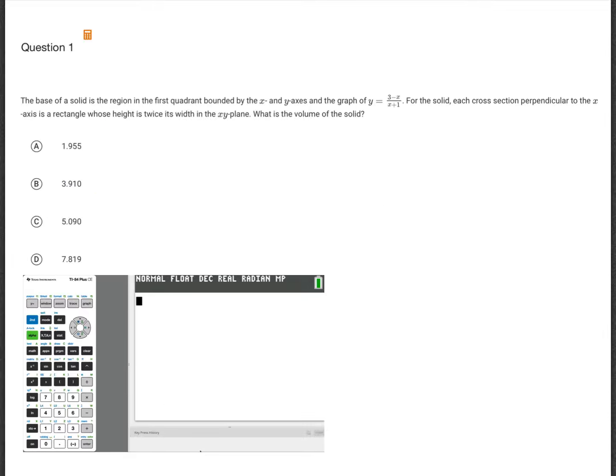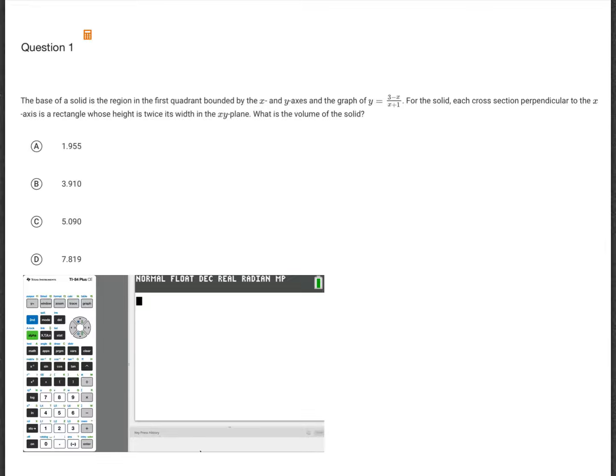Okay, so for this first question from part B, it's a calculator question. They say the base of a solid is the region in the first quadrant bounded by the x and y axes, and the graph of y equals 3 minus x over x plus 1. For the solid, each cross-section perpendicular to the x-axis is a rectangle whose height is twice its width in the xy plane. Okay, what's the volume of the solid?